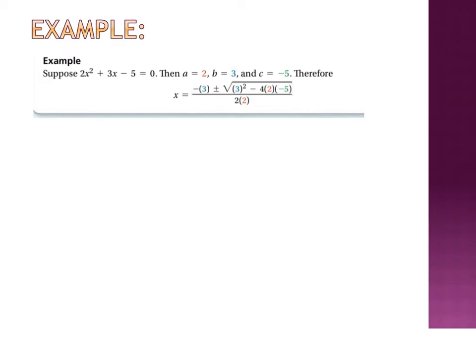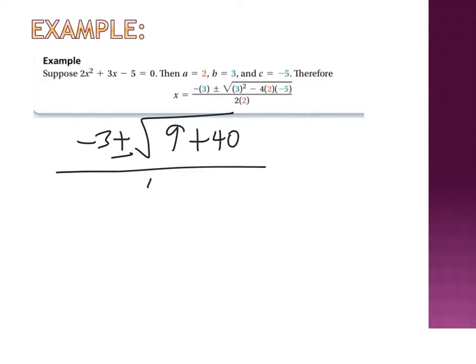So I'll start out with the negative 3. So what that looks like is I'm going to have negative 3 plus or minus. Inside, 3 squared becomes 9. And then we have 2 times negative 4 is negative 8 times negative 5 is a positive 40, so plus 40. So I do expect you to know how to do that. And the bottom, 2 times 2 is 4. Inside, we're going to finish that up. We're going to have negative 3 plus or minus, inside, 49, all that over 4.